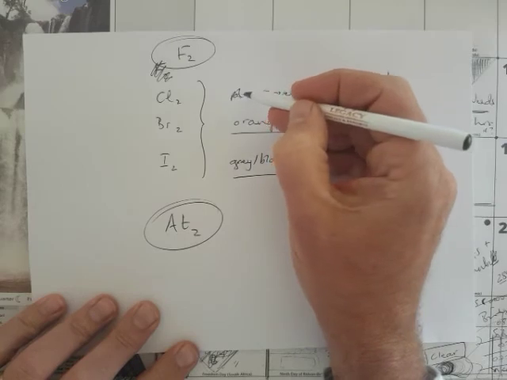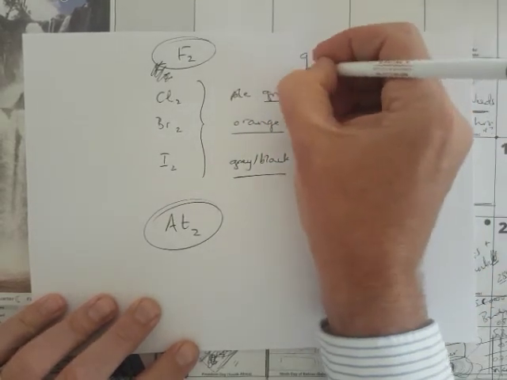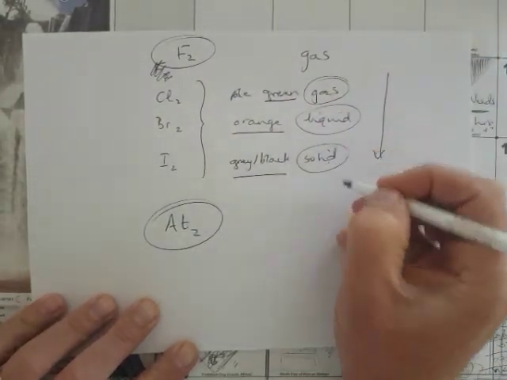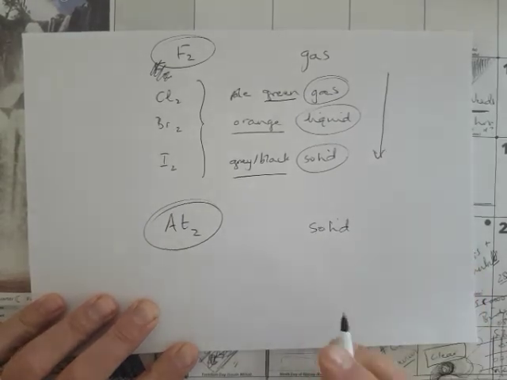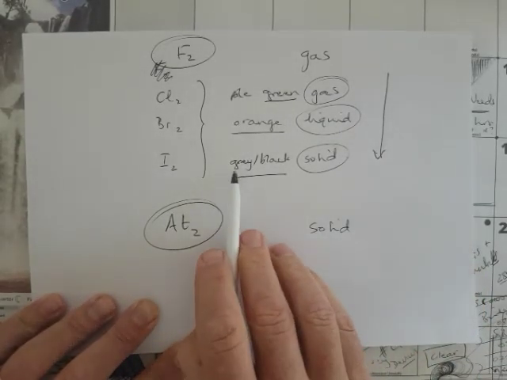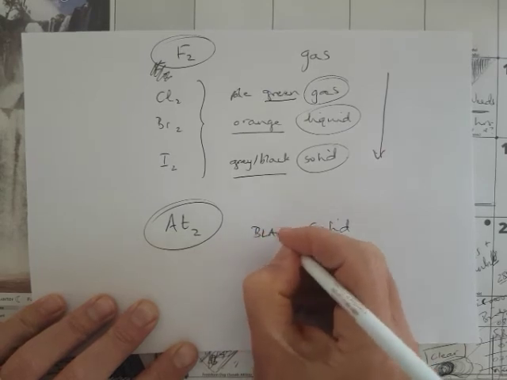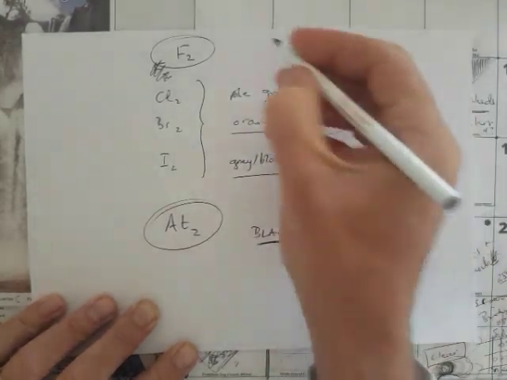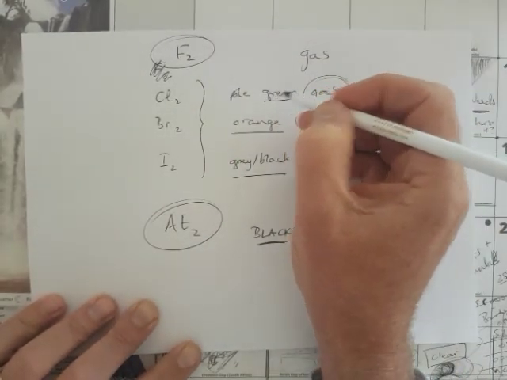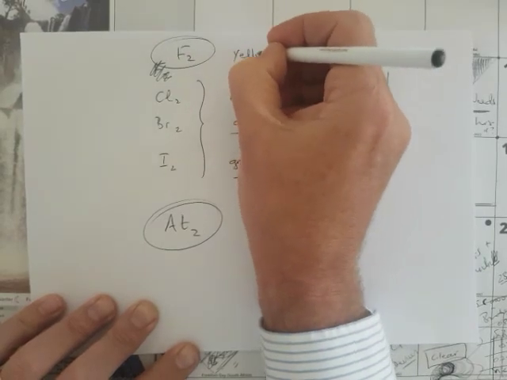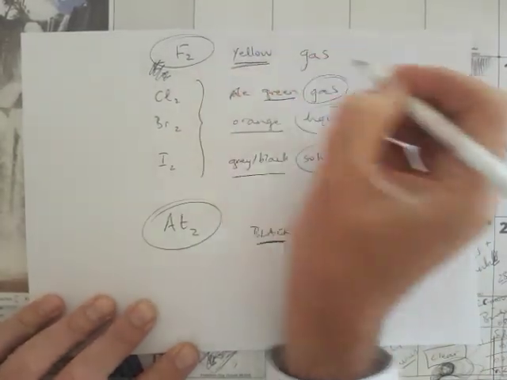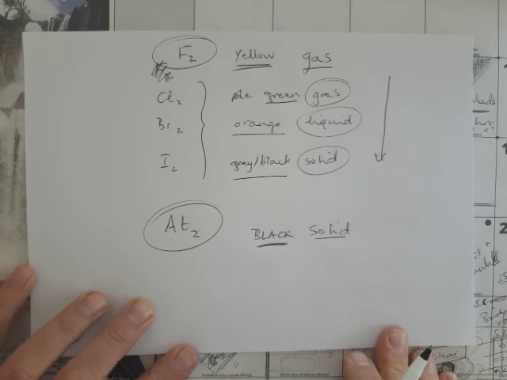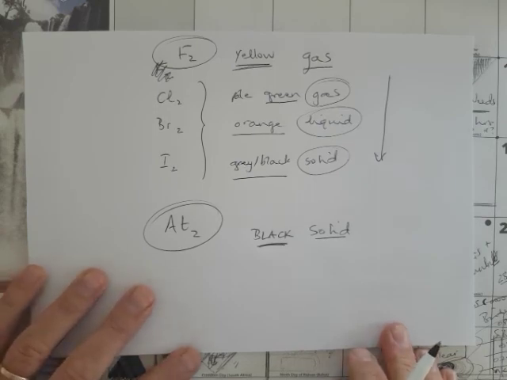If chlorine is a pale green gas, I would bet that fluorine is a gas. As we go down, if iodine is already a solid, I would predict also that astatine must be a solid. Now, if this is a gray-black solid, well, how much darker could you get than gray-black? Not much. Black, I reckon. Black solid. This, well, what's a paler color than green? Maybe yellow. I reckon yellow gas, black solid. So this is a use of the periodic table. It allows you to make predictions about elements you've never seen. There we go.